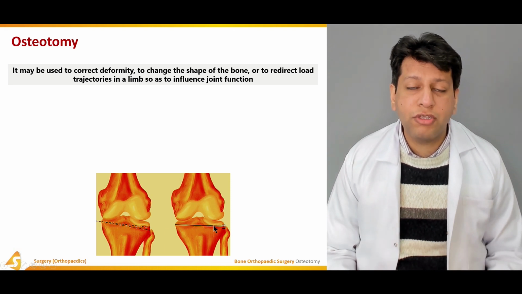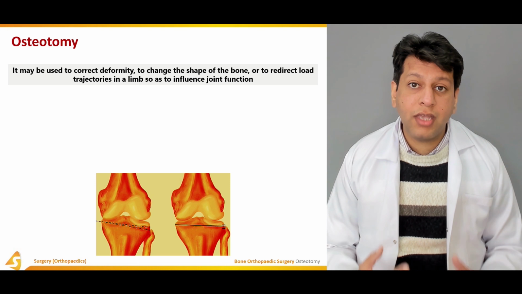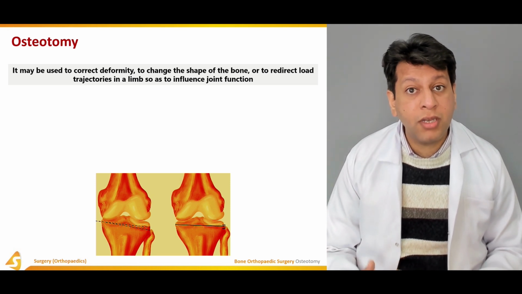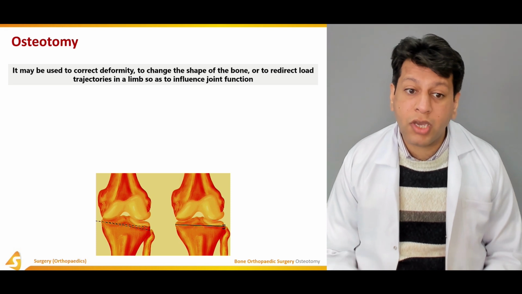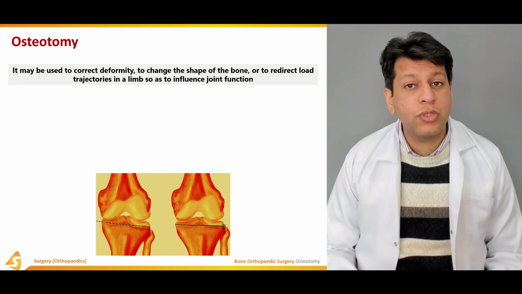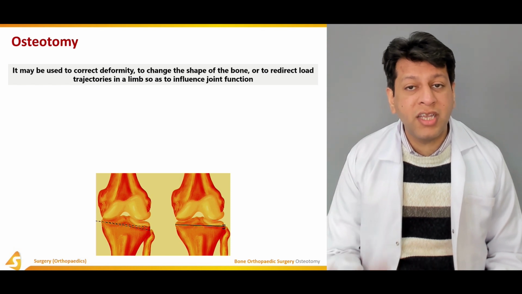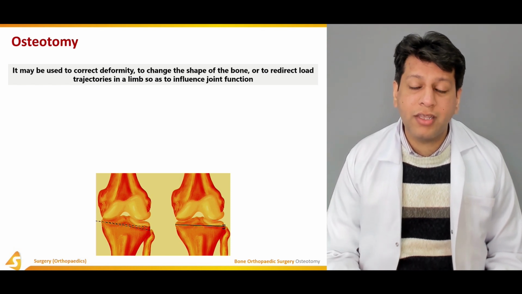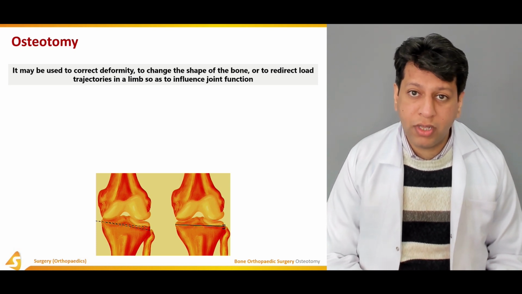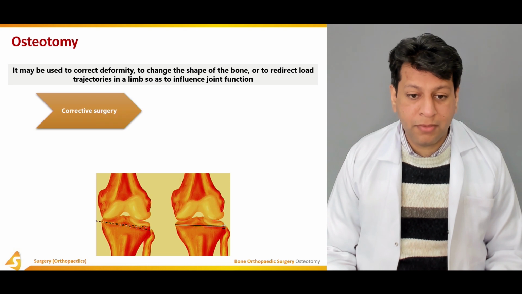So this is actually the purpose of osteotomy, used either to correct the deformity, which could be disabling, which could be problematic for the patient, or to unload a certain area of the joint so that the load is shared by the other area which is normal, and the diseased area is redirected away from the loading area.